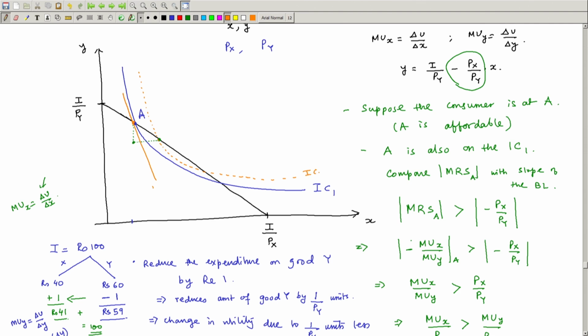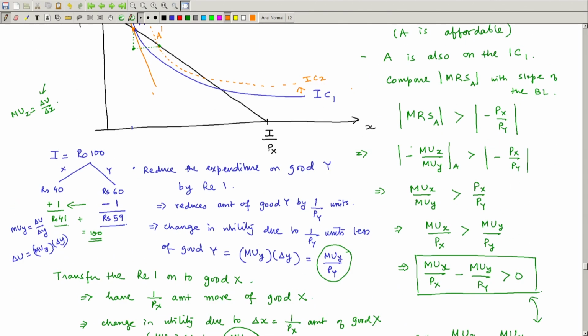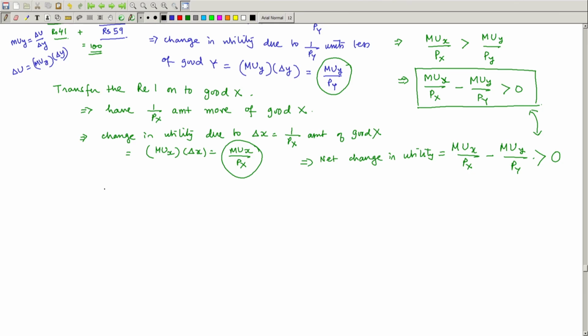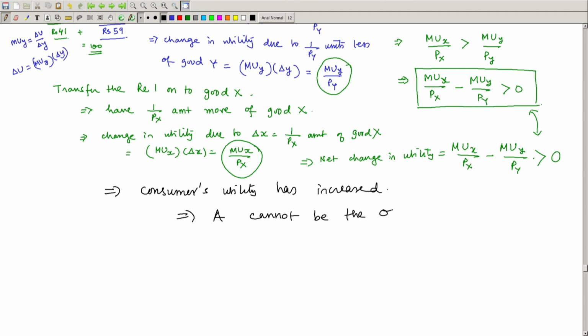So he has moved to IC2, which is at a higher level. So let's call this A prime, right? He has moved to a new point which is at a higher level of utility. So clearly A cannot be the optimal bundle, right? So the consumer's utility has increased, which implies A cannot be the optimal bundle, right? Because what have we done?